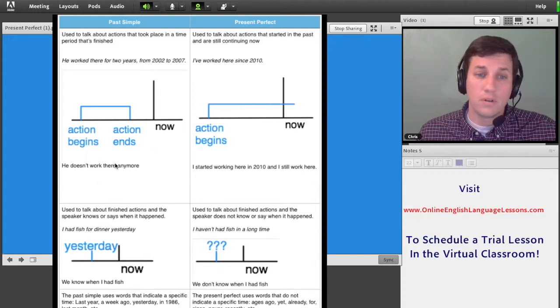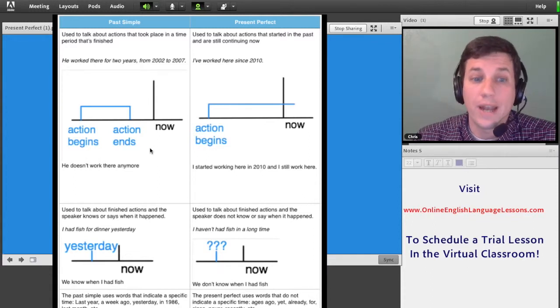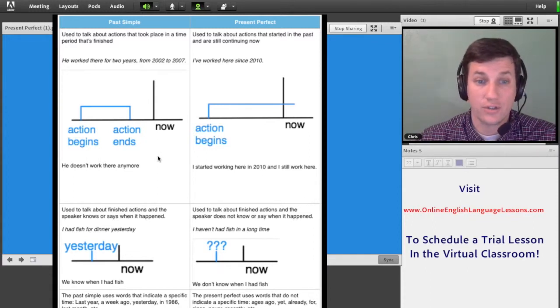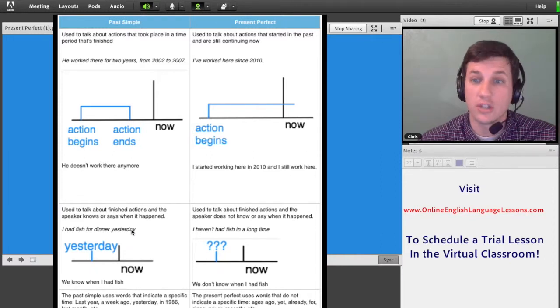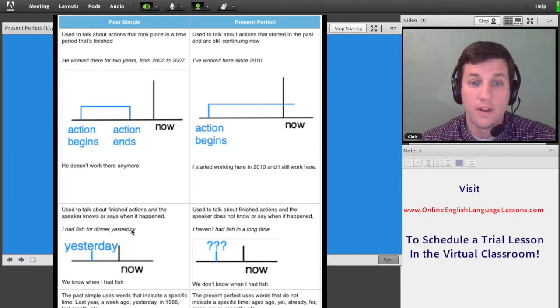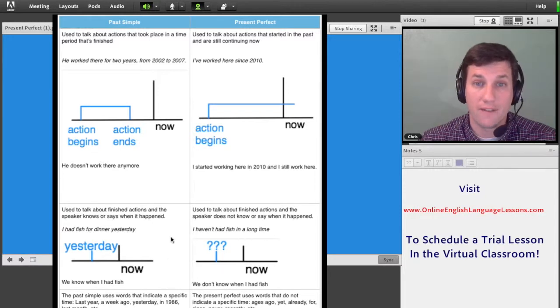For the past simple, we use it to talk about finished actions and the speaker says or knows when it happened. I had fish for dinner yesterday. We're referring very clearly to yesterday, a specific point in time that's now finished. It's not connected. However, we can use the present perfect when we want to talk about finished actions and the speaker doesn't know or doesn't say when it happened. For example, I haven't had fish in a long time. There's no specific time reference there. When is that long time? I don't know. We're going to use the present perfect. We don't know when I had fish.